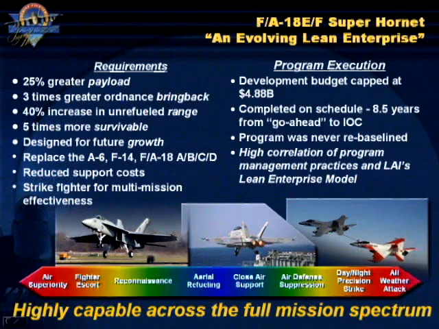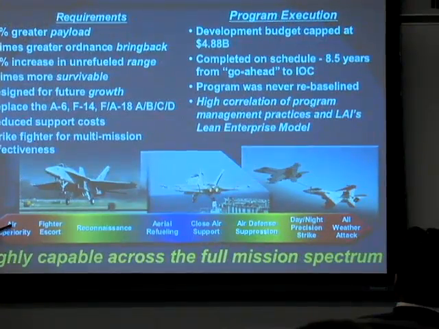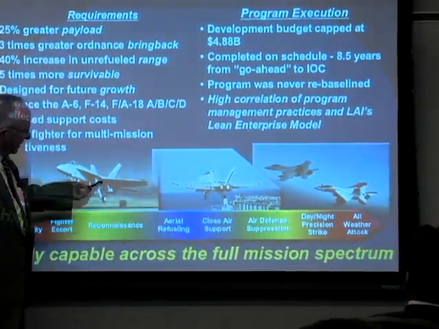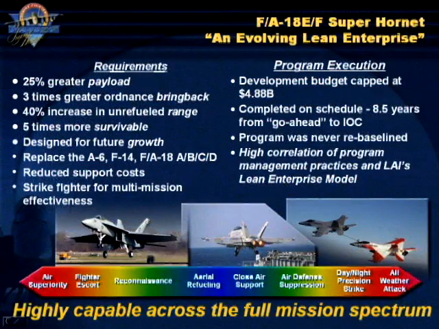The F-18 Super Hornet, huge change in requirements, more payload, 3 times greater ordnance bringback when they land on the carriers, 40% increase in unrefueled range, 5 times more survivable, designed for growth, big change in reduced support costs, and multi-mission, and they did it within budget, on schedule, actually ahead of schedule, 1,000 pounds underweight, and there's a high correlation between those program management practices and our lean enterprise. And that's all the way from trying to do all of these various missions, as you can see here. It's one of the big success stories of industry.